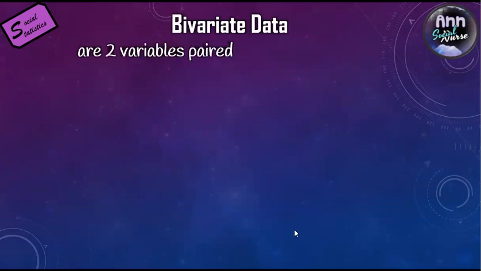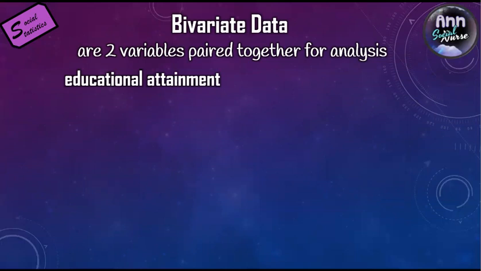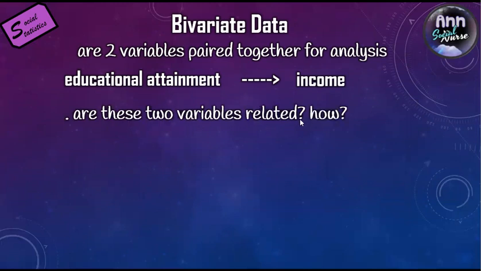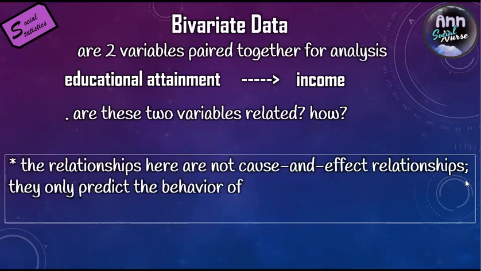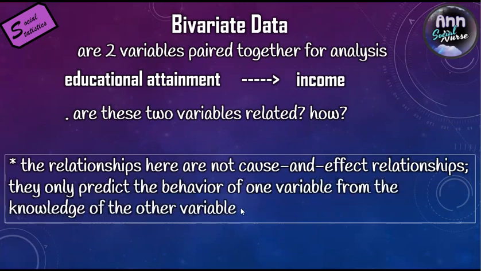Bivariate data, as we already mentioned, involve two variables paired together for analysis. Educational attainment, for example, is the first variable. The other variable is income. Are these two variables related? How? Like, does educational attainment in any way affect income? The relationships here are not cause and effect relationships. They only predict the behavior of one variable from the knowledge of the other variable.